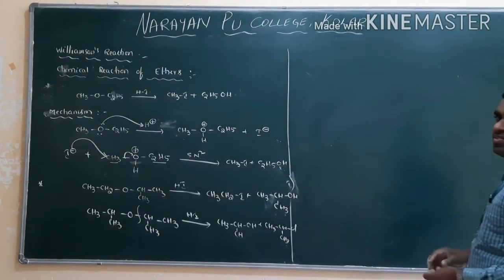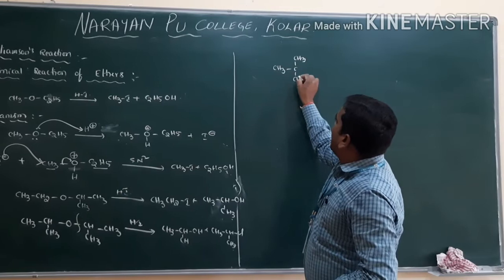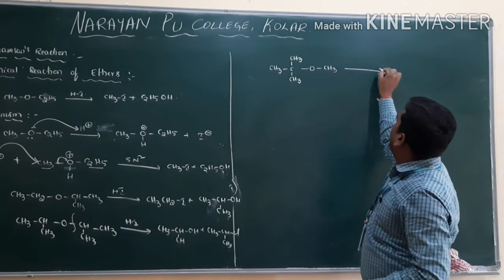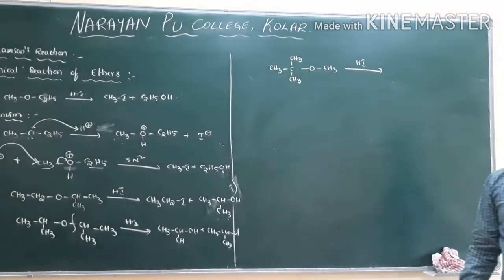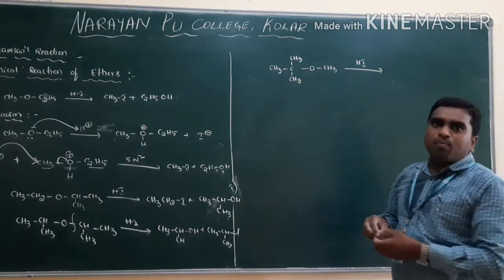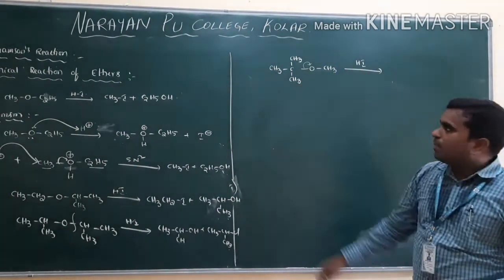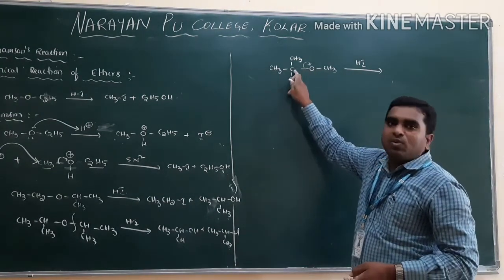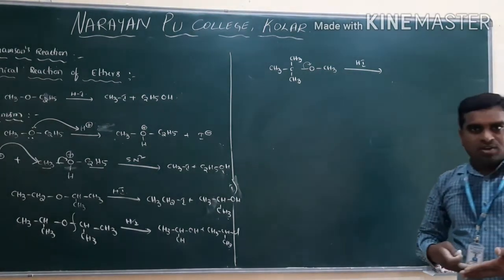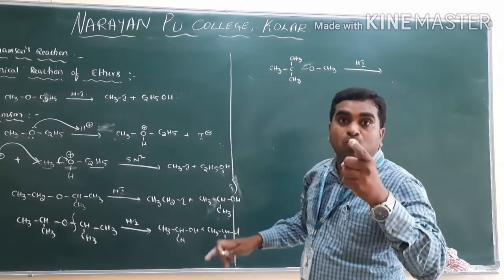any one of the alkyl groups is tertiary. Suppose I write (CH3)3C-O-CH3, and now I add HI. In this case, first of all protonation takes place, and then this bond will break. Why? Because if this bond breaks, you will get the tertiary carbocation, which is very stable. So whenever a tertiary group is present, it follows the SN1 mechanism.